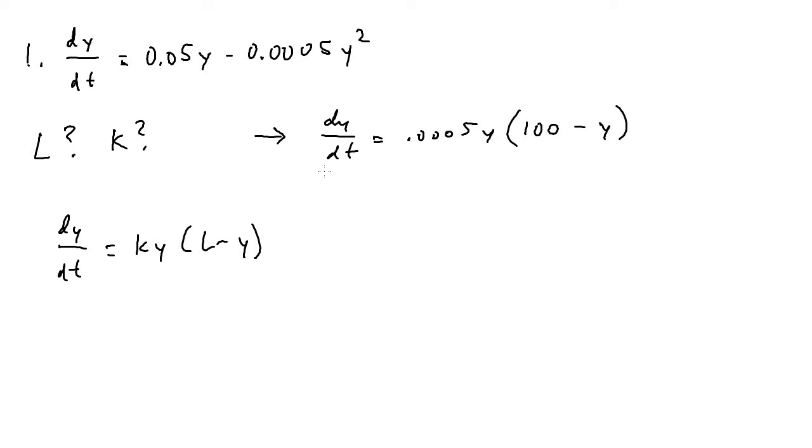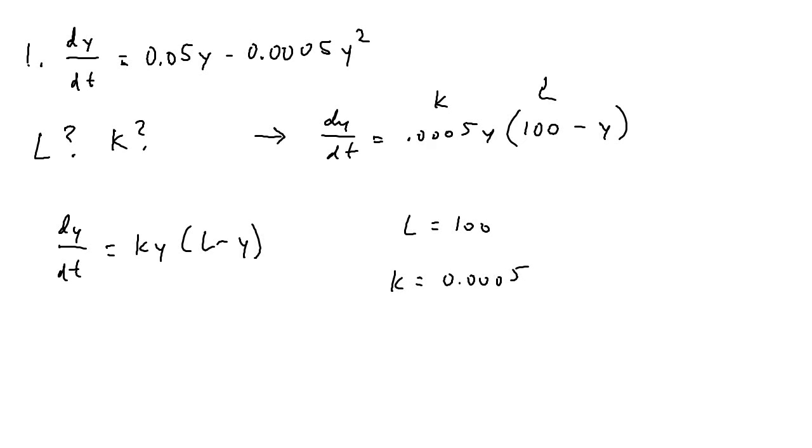Now it is in the same form as our equation, so we can identify our L and k values. The k value is 0.0005 and the L value, or the carrying capacity, is 100. So L equals 100 and k equals 0.0005.